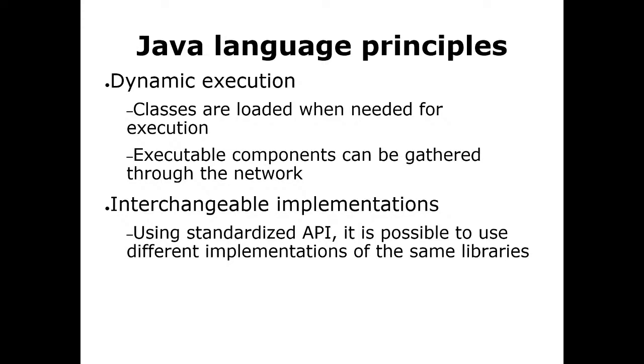Yes, dynamic execution is used for Java, so classes are loaded only when it is needed to execute them. All the components can be gathered through the network. Yes, it's true. Java can be used this way. And interchangeable implementations. Yes, Java uses a standardized API, and it is possible to use different implementations of the same libraries in Java. Sometimes it's a bit confusing, but it's good that there's such an option.